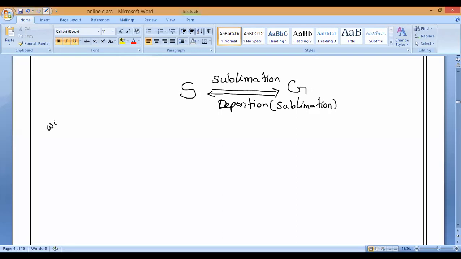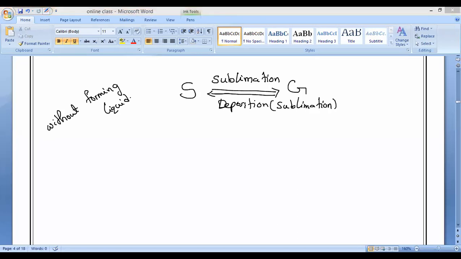But you have to write one very important word. What is that word? Without forming liquid. Only a conversion without forming liquid is called sublimation or deposition. Have you remembered this? Yes, please respond.